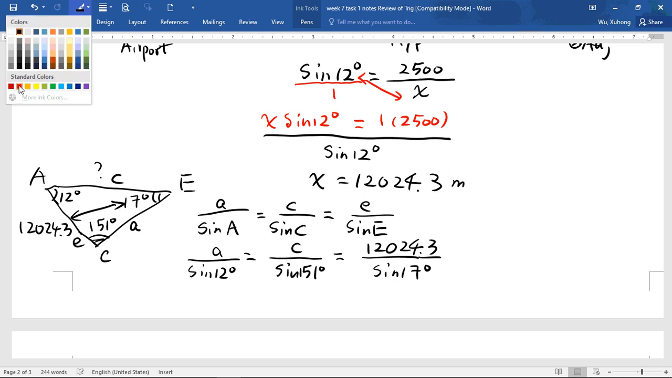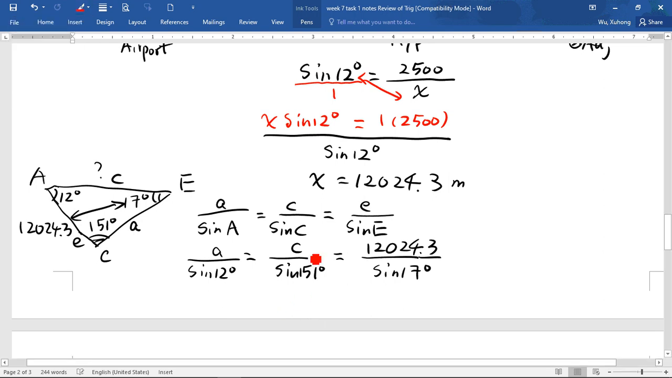We are going to pick which two ratios we are going to use. We are looking for side C. So this one has two givens, this one has one given. We are not going to solve for side A, we don't need it. We use these two ratios, then cross multiply. Okay.